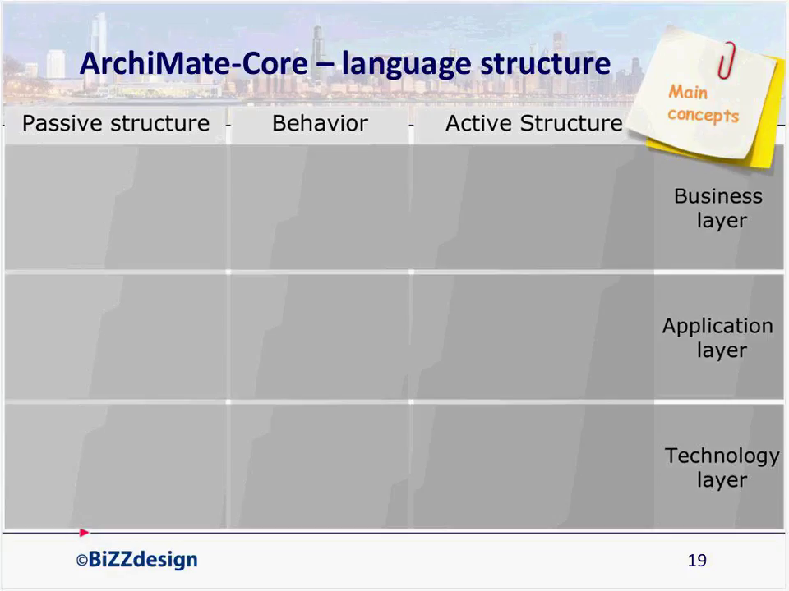Then the grammar. I hope most of you have heard of ArchiMate and know a little bit about what ArchiMate is all about. The main concepts are that you have three layers: a business layer, an application layer, and a technology layer. And you also have three columns, in the middle of which you have the behavior, and then you have the active structure which carries out the behavior, and also the passive structure, which is what the behavior is carried out on.